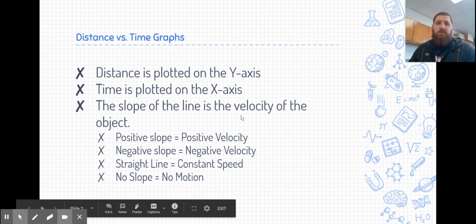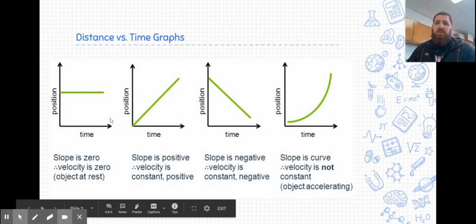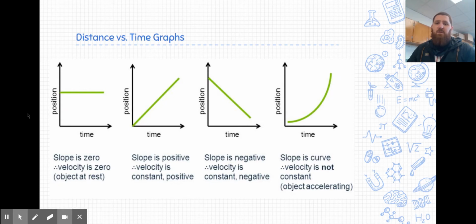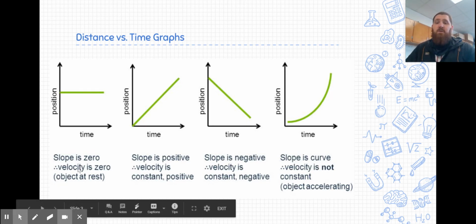Now we're going to look at some examples of this here. So we've got four different graphs here. Now this first one shows that the position is not changing as time goes on, which means the object isn't moving. So this object has no velocity. It also has no slope on that line. Again, remember the slope of the line tells us the velocity of the object. So the slope is zero, the velocity is zero, and this object is at rest.